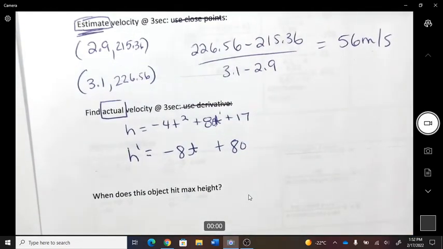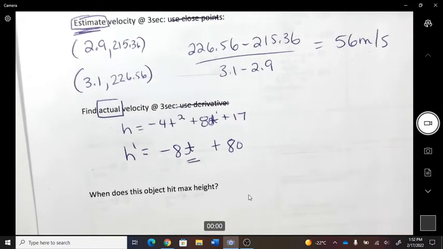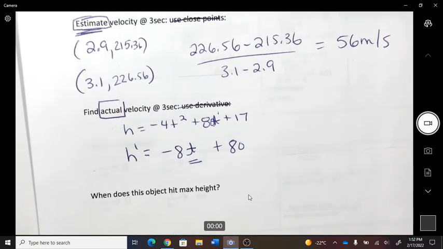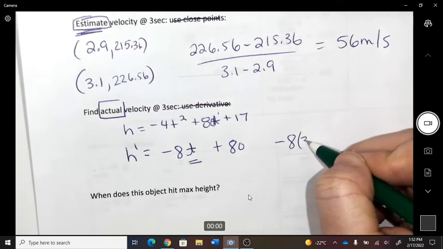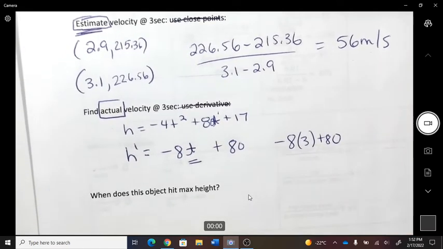Okay, so that's my slope equation. So now put in a time of 3. I probably would have realized I wrote that wrong when I got not close to 56. And look at that. 56.